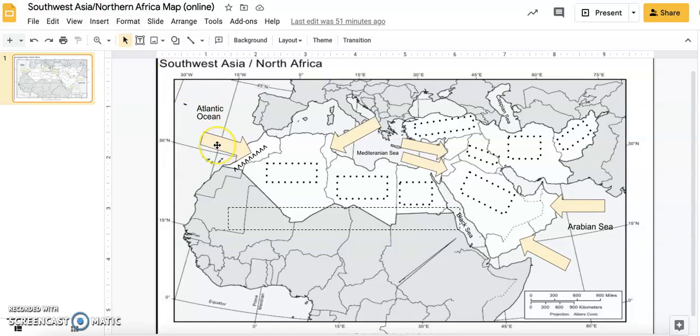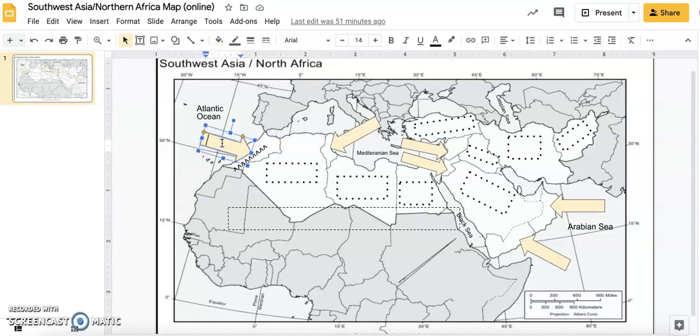So let's go ahead and start adding onto our map. This continent is Africa, and we have Asia up in here. This area in here we're going to call the Middle East. So let's get started.